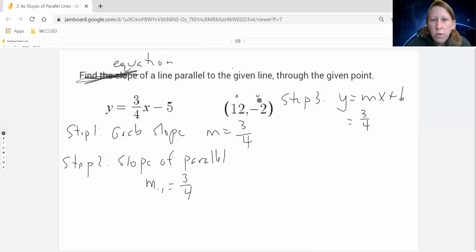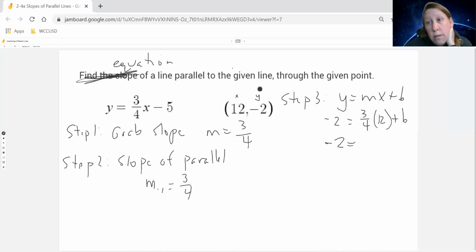So when we do it this way, we change out 3 numbers. We change the y, the m, and the x. So the y changes to -2, the m changes to 3/4, the x changes into 12, and the b is what we're not quite sure about. So we have -2 equals 3/4 of 12. Oh goodness.